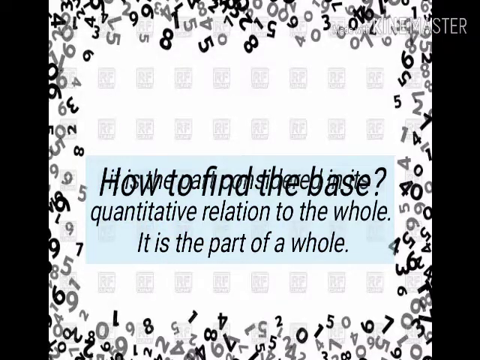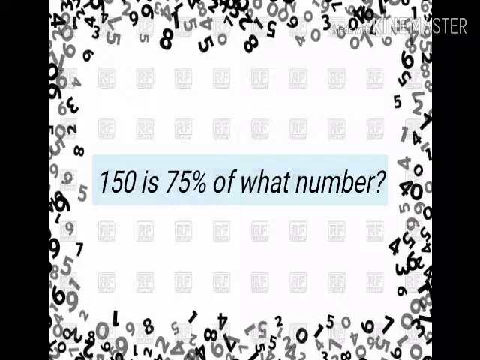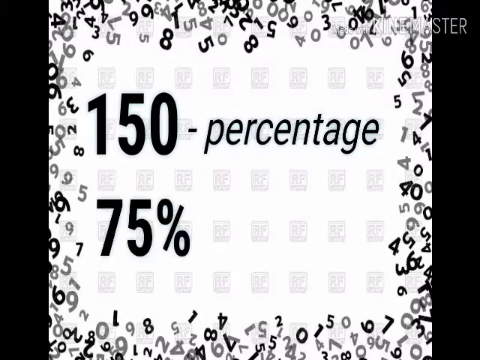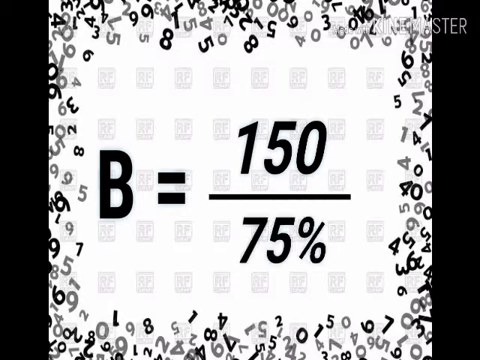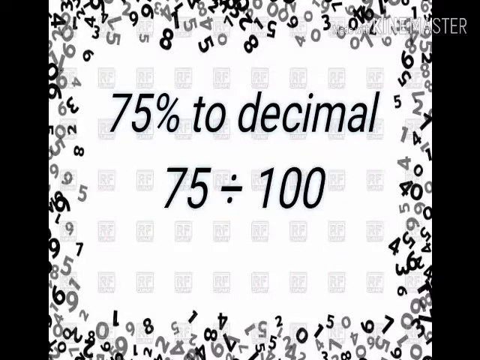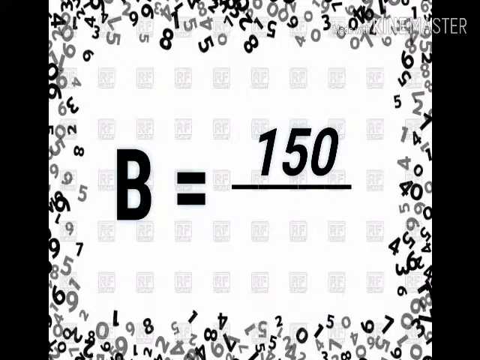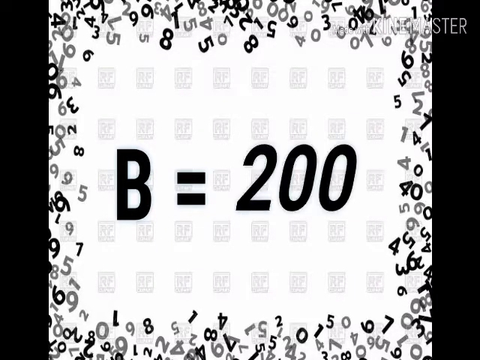How to find base? Let's have the problem. 150 is 75% of what number? The formula for the base is percentage over rate. 150 is our percentage and 75% is our rate. So it will become 150 over 75%. But we need to convert 75% to decimal so we can divide them. 75% will become 0.75 in decimal. And we now have 150 over 0.75 and we get 200, so our base is 200.